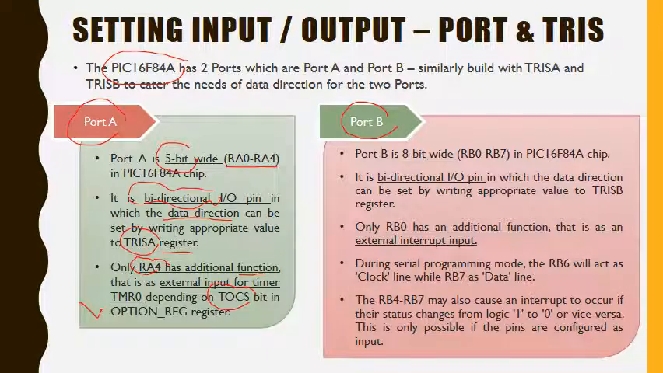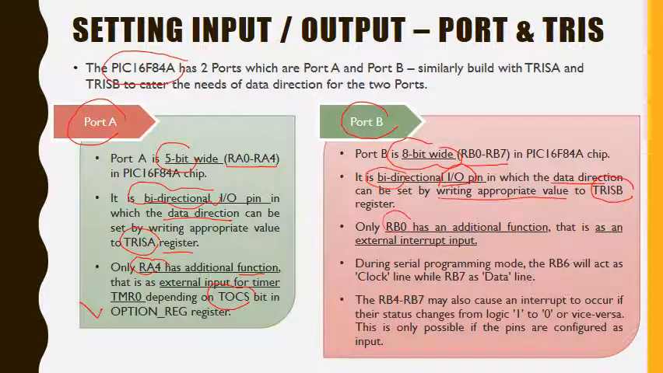And then for port B, it is 8 bits wide, RB0 to RB7, and it is also bidirectional, meaning that it can become input or output, and this data direction can be controlled by writing the appropriate value to the TRISB register.